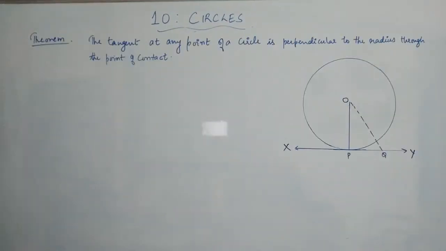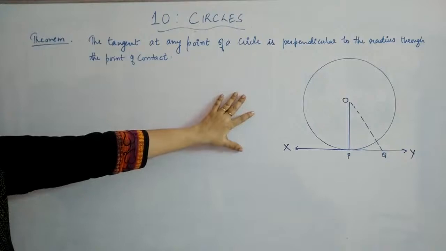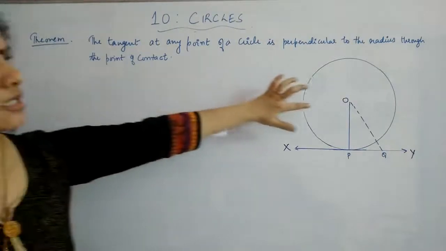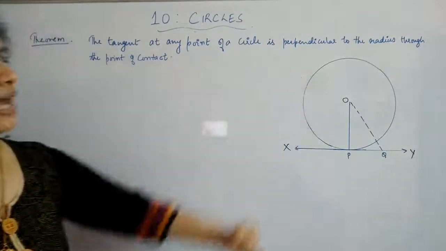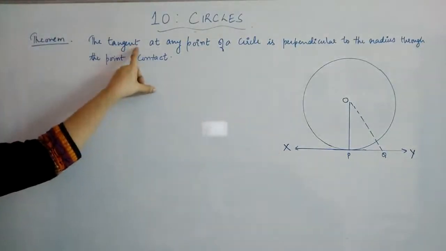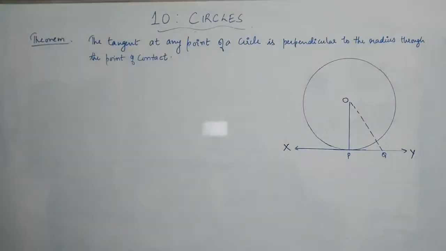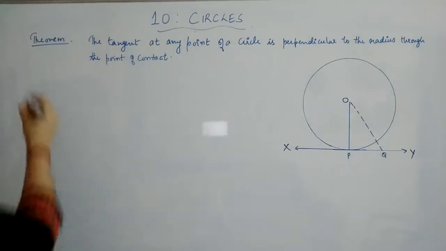Next is a theorem. The theorem statement is, the tangent at any point of a circle is perpendicular to the radius through the point of contact. That means, suppose we are provided with a circle and this is the center of the circle O. We have to prove that xy, which is taken as the tangent at any point P, has OP perpendicular to xy. Okay, so how to prove?